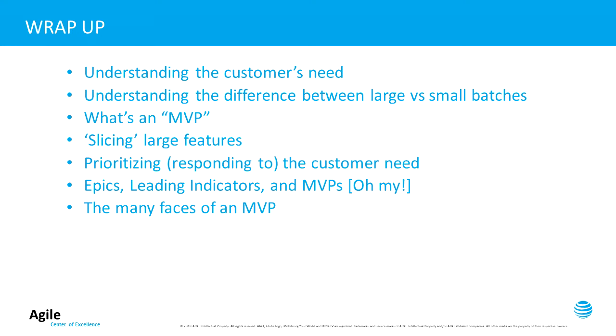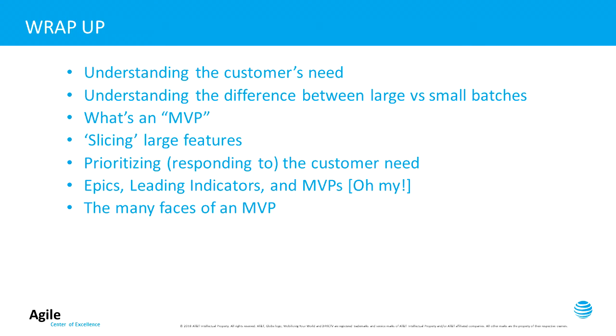So, to wrap things up, let's review the course objectives and your newly acquired Lean Agile knowledge. You should now be able to describe the importance of understanding the customer's need and how the voice of the customer is integrated into the very fabric of Agile teams. To explain the difference between large and small batches and how smaller batch sizes reduce variability and increase flow. To define what an MVP is and how using MVPs minimizes initial investment, validates product hypotheses, and reduces production risk.